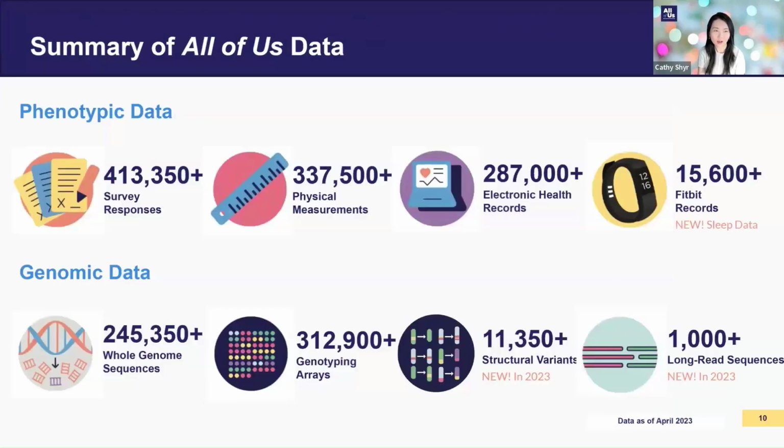So on this slide, I have a summary of the data that are currently available, and there are two main types of data, phenotypic data and genomic data. Within the phenotypic data, we have survey responses, physical measurements, electronic health records, as well as Fitbit records. Now, for the genomics data, our last release featured nearly 250,000 whole genome sequences, as well as genotyping arrays, structural variants, and long-read sequences.